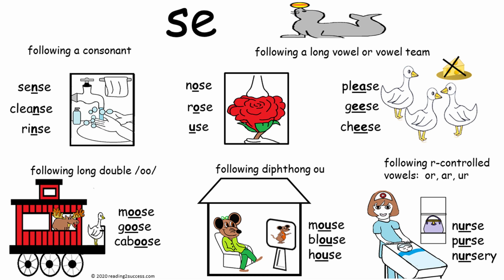So for the first one, following a consonant, I would have sense, cleanse, and rinse. For long vowels, nose, rose, and use. For vowel teams, please, geese, and cheese. For following long double O, I would have moose, goose, and caboose. For following diphthong OU, mouse, blouse, and house. And for following R-controlled vowels, nurse, purse, and nursery.